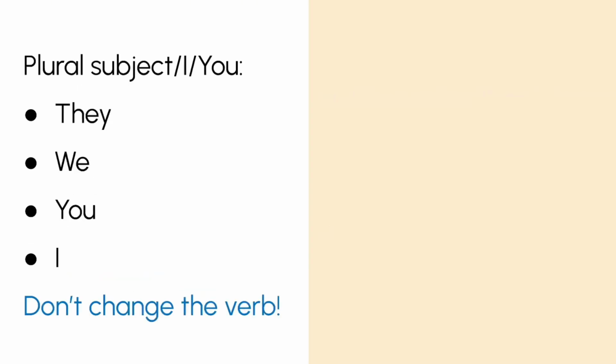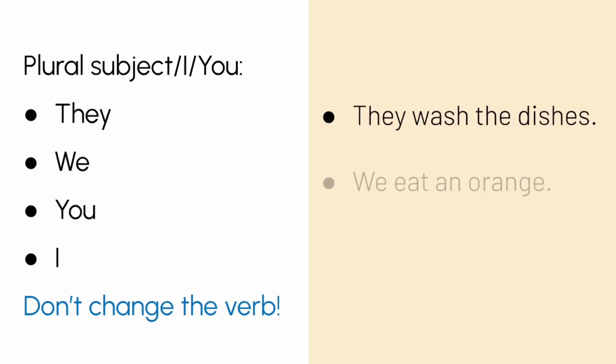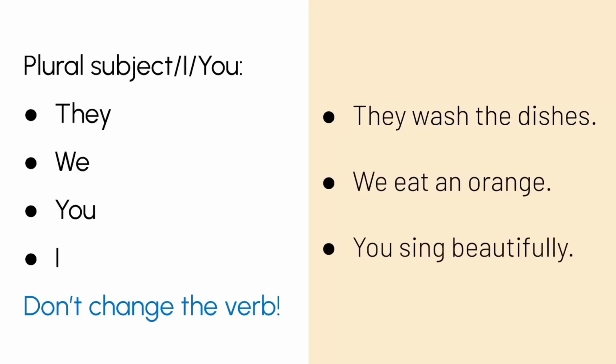For a plural subject, or I or you, do not change the verb at all. Just leave it in the base form. So, for example, they wash the dishes. We eat an orange. You sing beautifully.